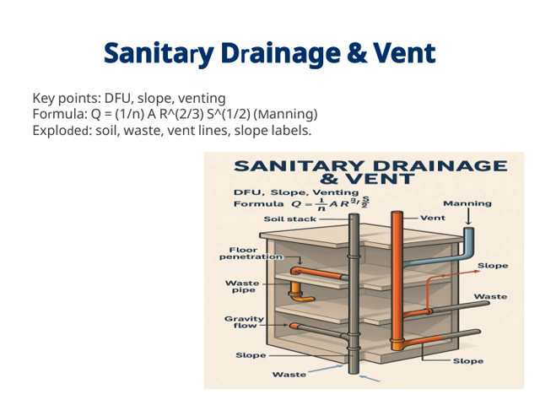In the exploded view, you can see the different components: soil lines, waste lines, vent lines, and how they connect and slope. Understanding how these elements work together is vital for designing an efficient and code-compliant sanitary drainage system.